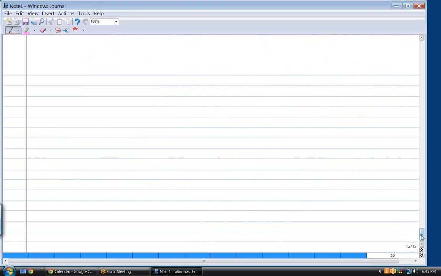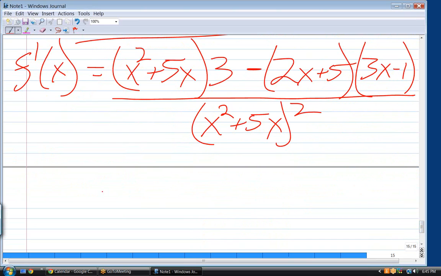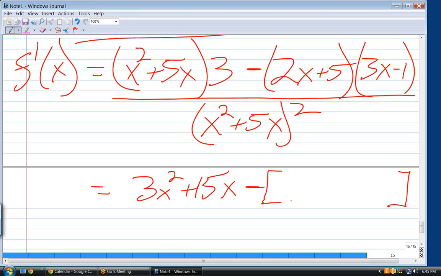However, you do need to simplify this whole thing. In other words, we've got stuff in the numerator that I can simplify. You almost always can whenever you've applied the quotient rule, you're always going to end up with something that needs simplified. So let's simplify this top. 3x squared plus 15x. Minus, and then now you're going to have to FOIL these two things. 6x squared, minus 2x, plus 15x.